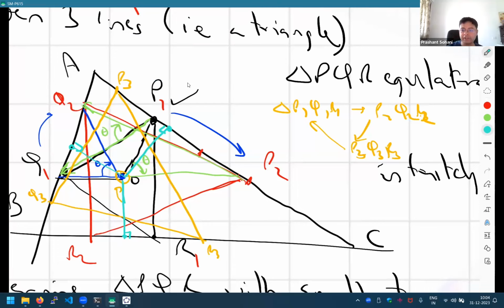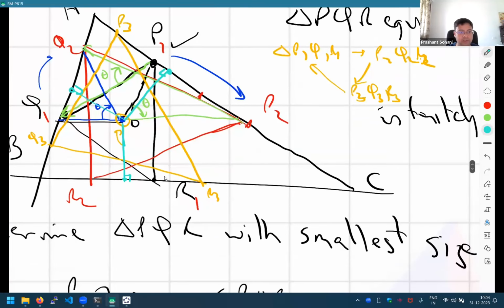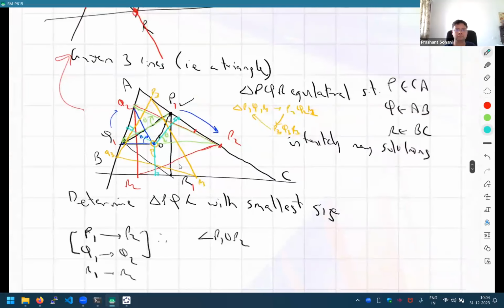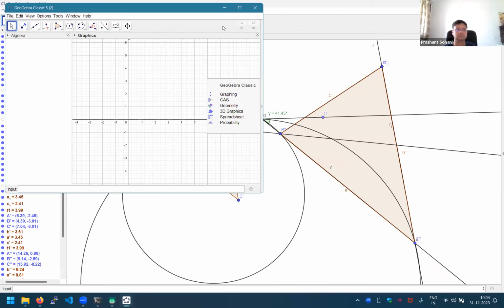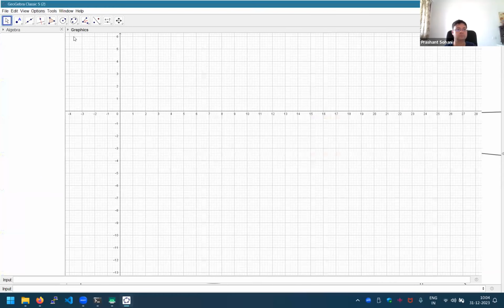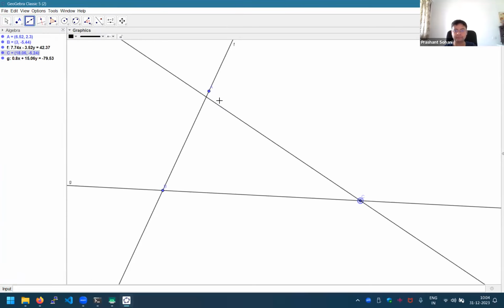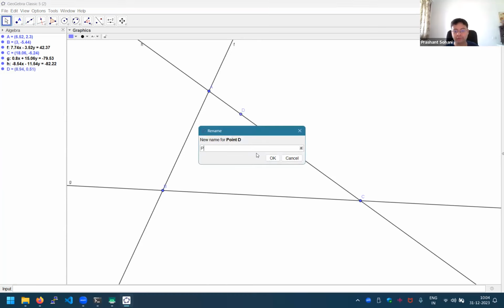Okay, so let me illustrate this in GeoGebra. Then we'll come back to the proof of this, since how this is working exactly will not be clear in the diagram, but let me just show it in GeoGebra. Okay, so what is given to me is triangle ABC, and suppose I take any point, this is my point P1.